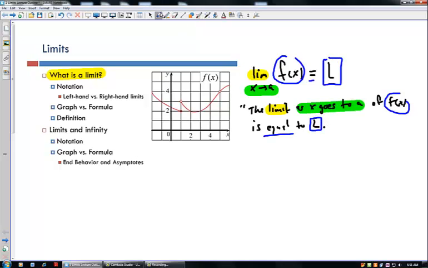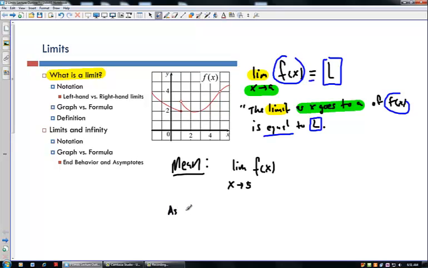Now what does this mean? So what's the meaning of it? Really, when I see a limit, let's say as x goes to 5 of f of x, I'm going to use the picture above here. It's asking a question. It's saying as x gets closer and closer to 5, where does the value of the function go? What does it get closer and closer to?